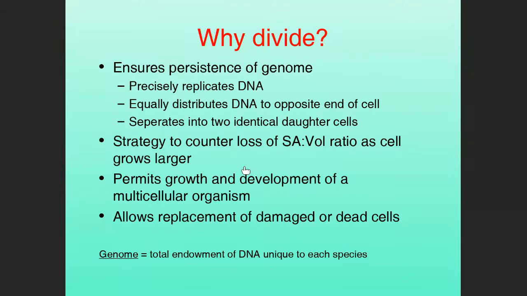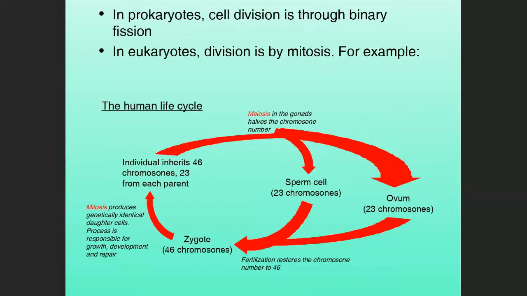It also permits growth and development of multicellular organisms. Because of cell division, multicellular organisms are produced, and it allows the replacement of damaged or dead cells. The genome possesses the DNA which is unique to each species. In prokaryotes, the cell divides through the process of binary fission. And in eukaryotes, the cell divides by mitosis.